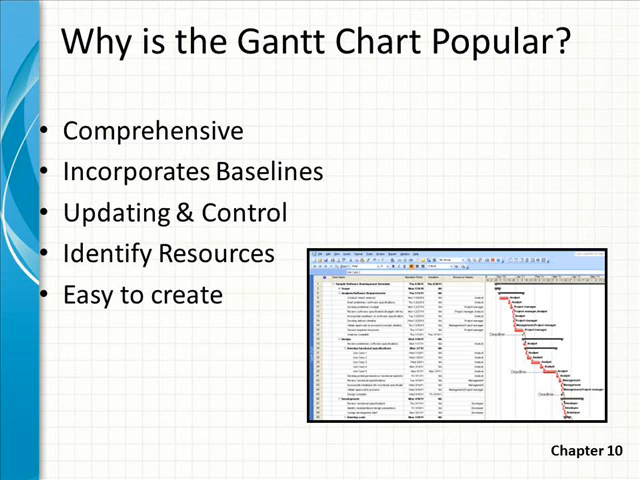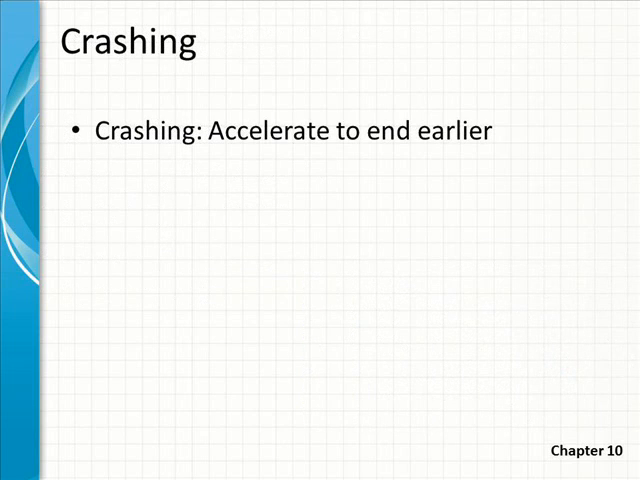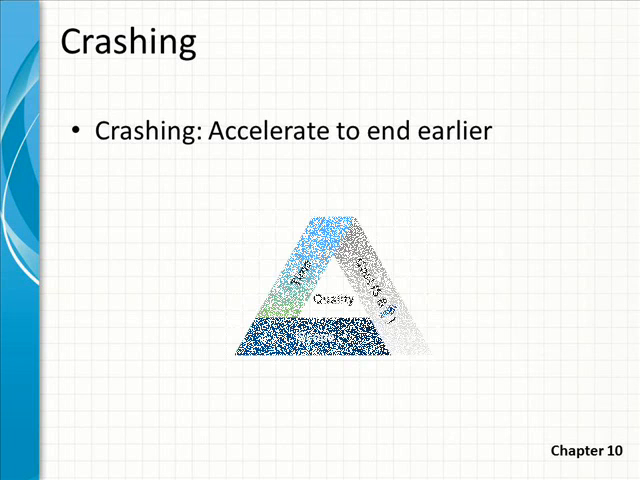It incorporates baselines so we can identify change over time. It allows us to update and control the project. We can even identify resources in exactly the same diagram, and it's easy to create and use with programs like Microsoft Project. Another topic in Chapter 10 is that of crashing a schedule, and that means to accelerate a schedule to end earlier.